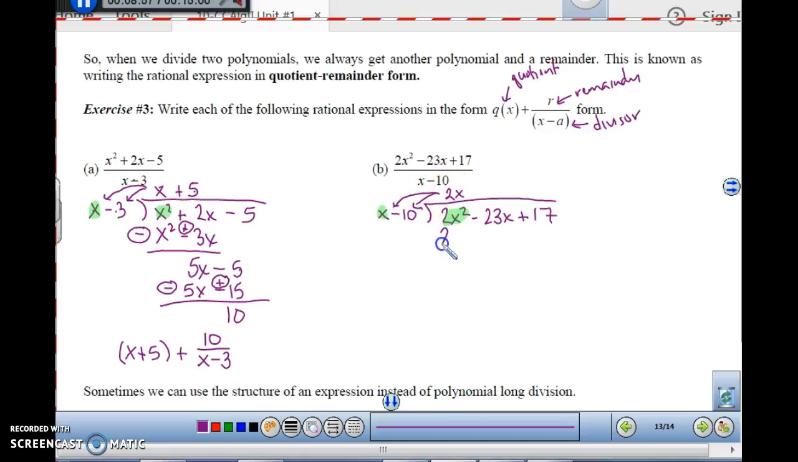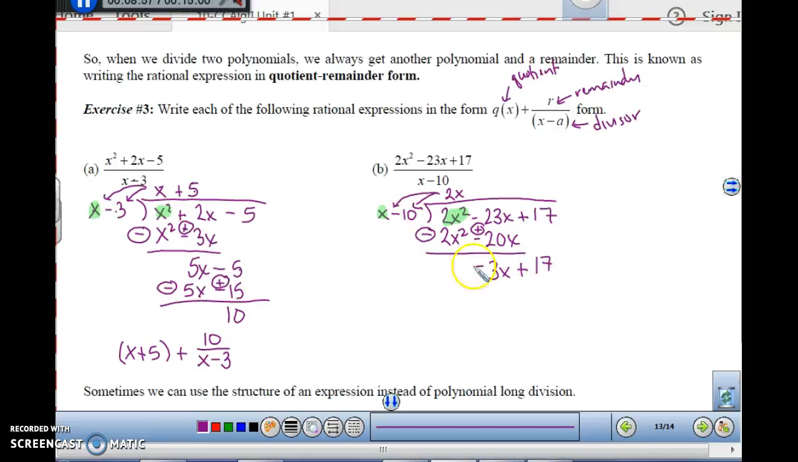2x times x is 2x squared. 2x times negative 10 is negative 20x. All right, we're going to subtract, so we have to change the signs. This is going to become minus. This is going to become plus because it was already minus. Add down your columns now. These are going to cancel. Negative 23 plus 20 is negative 3x plus 17.